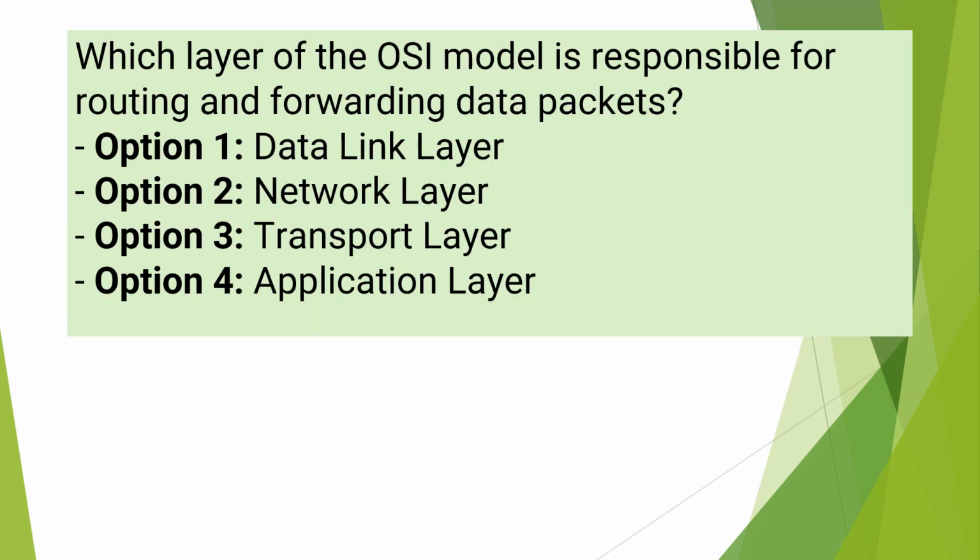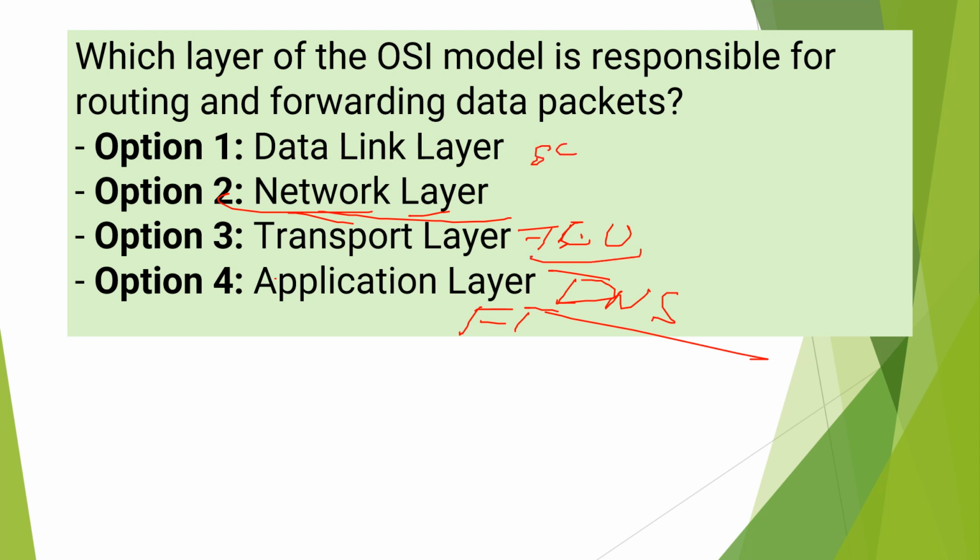Next question: which layer of the OSI model is responsible for routing and forwarding data packets? When it comes to routing, routers are used at the network layer. Here we use DNS, here we use FTP. The data link and transport layers work with switches and with TCP and UDP. So the correct answer is option number 2.